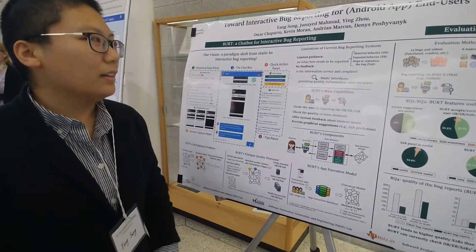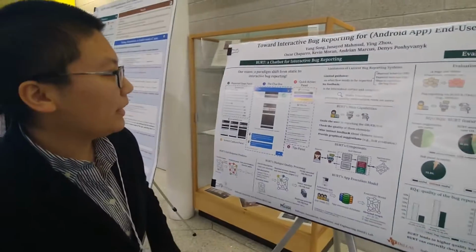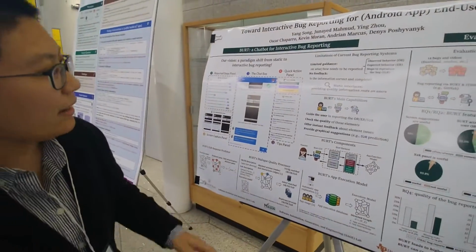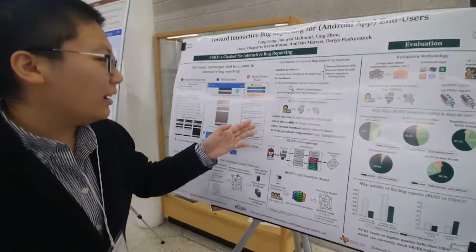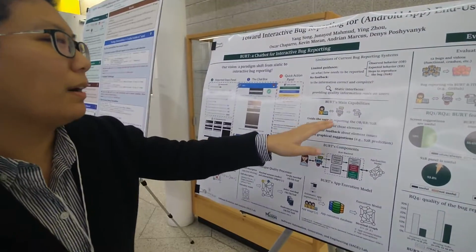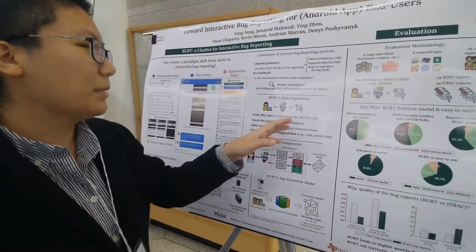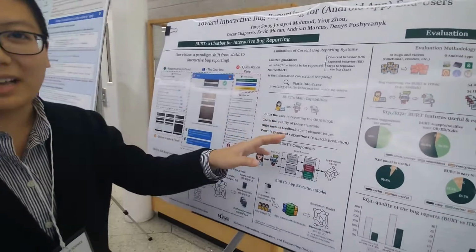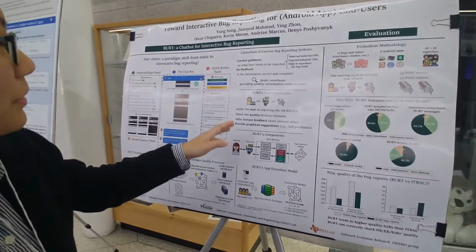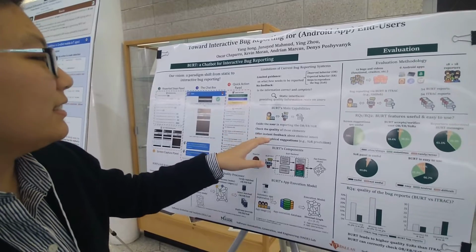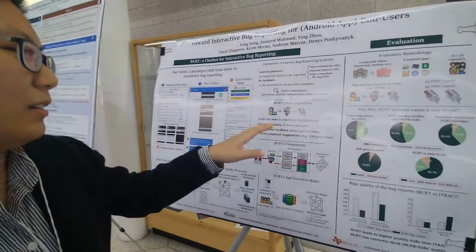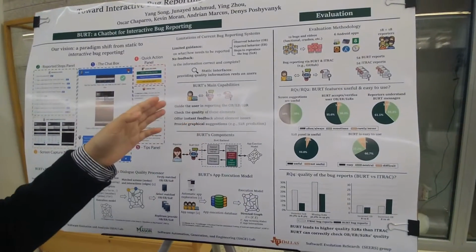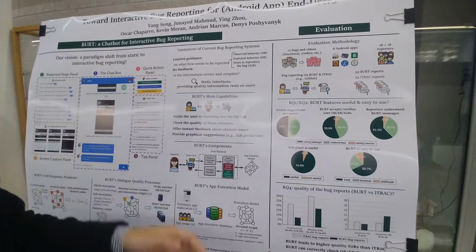So the interface is static, which puts the burden of providing high quality information on the users. To solve those limitations, we propose BURT, an interactive bug reporting system, and it has several features. First of all, it guides the user to report those essential elements like observed behavior, expected behavior, and steps to reproduce. It also checks the quality of those elements, and if there's a problem, it offers instant feedback about those problems.